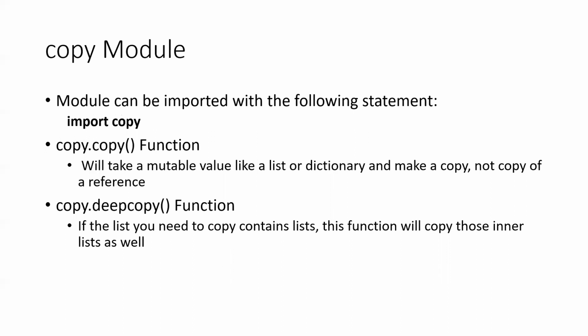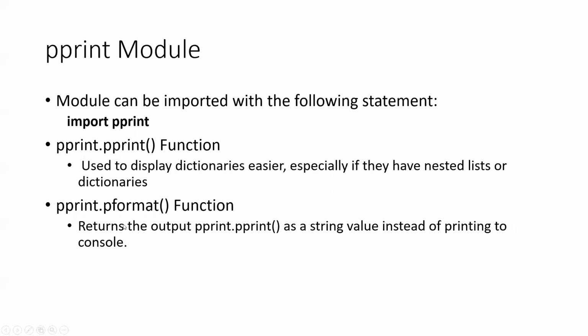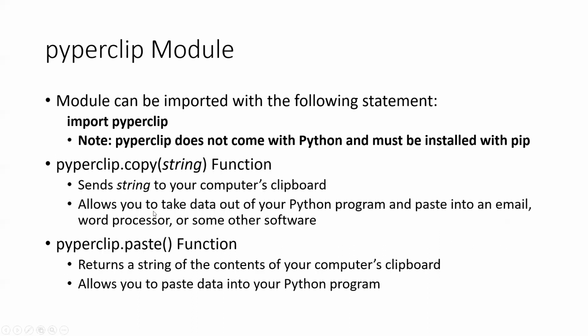We talked about the copy module. copy.copy allows us to copy a list or a dictionary. Remember that if you have lists inside of a list, it's better to use copy.deepcopy. We talked about pprint. This is usually used to print out dictionaries in an easier fashion, especially if they have nested lists or dictionaries inside. Import pprint, and pprint.pprint will print that out. You could also use pformat, which returns a string, and then you can print that out.